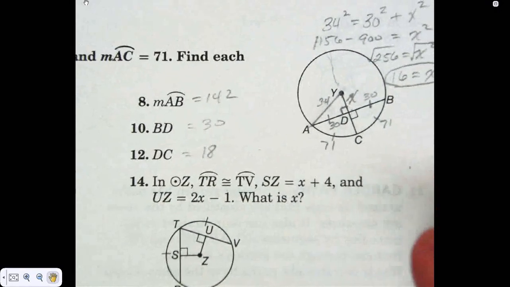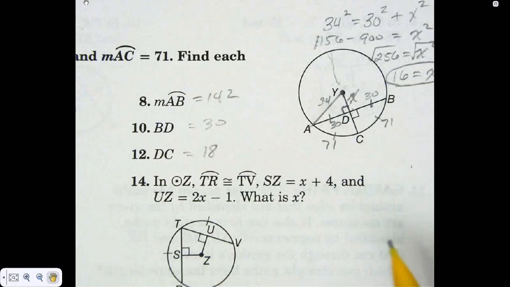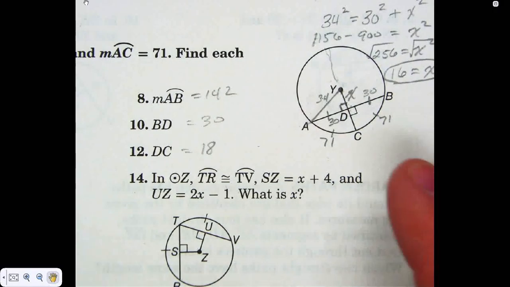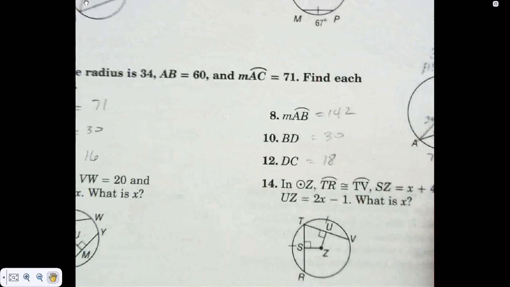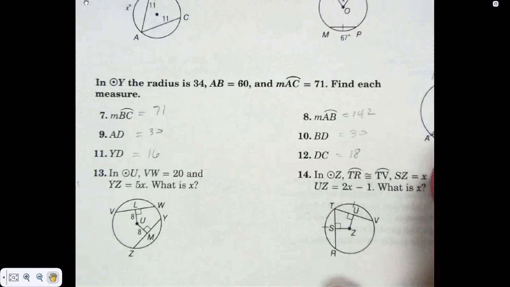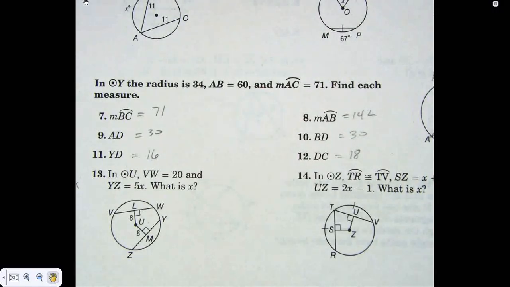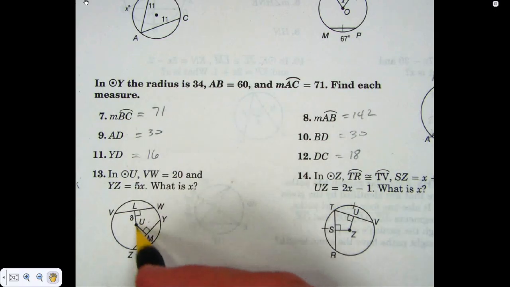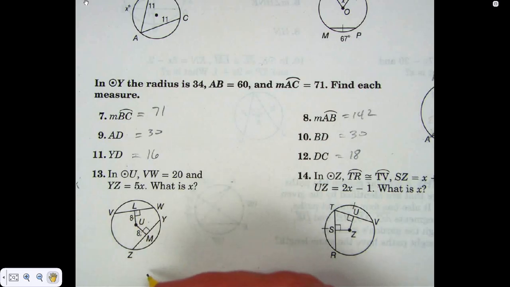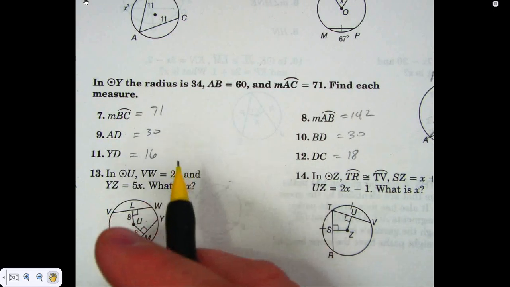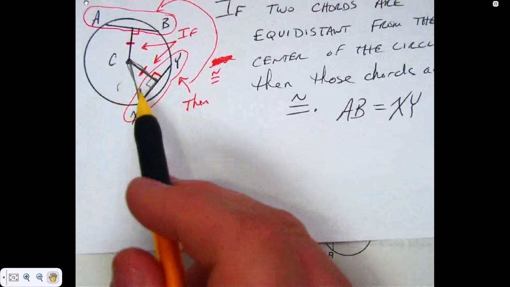Number 14, or either one of these. Let's go number 13. Number 13, they basically said that VW is 20. And these two are the same, right? So are these equidistant from the center, these two chords? What does concept 3 say to us? If chords are equidistant from the center, then they have to be congruent.